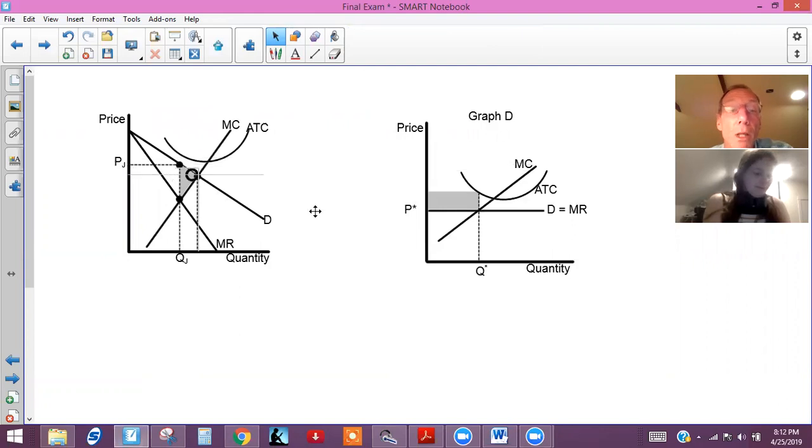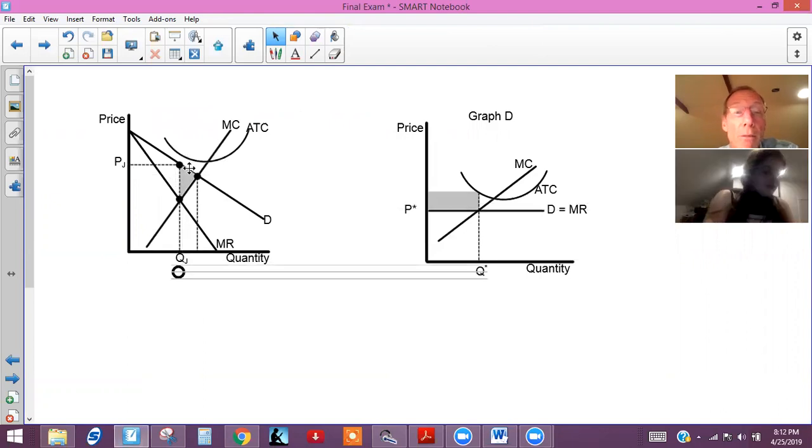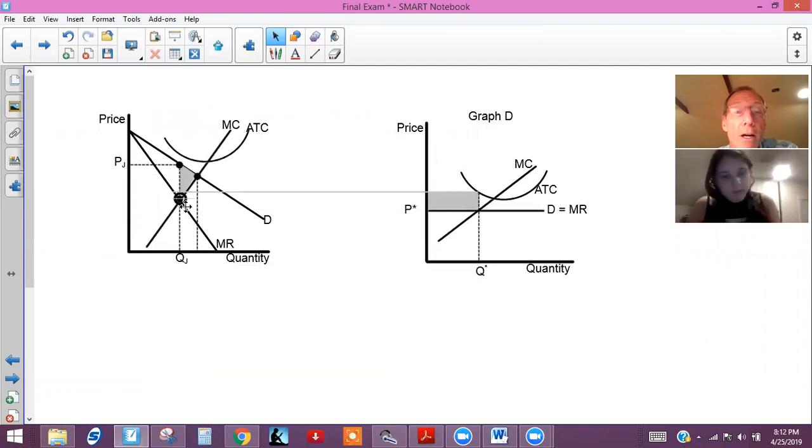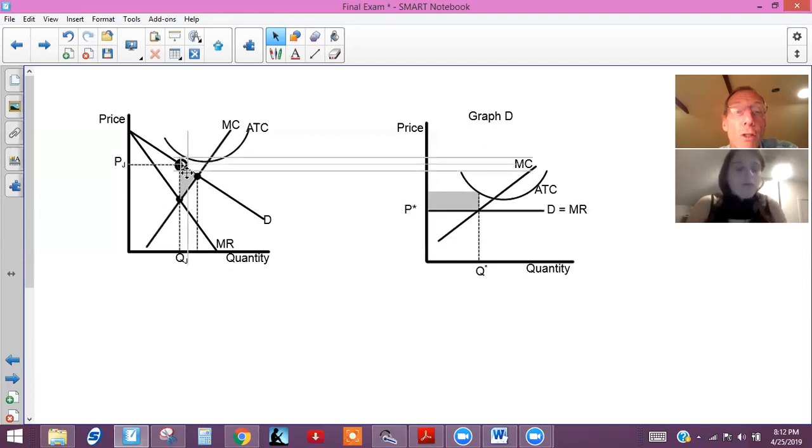Now, how do we determine profit maximizing output and price, right? The key here, and I've said this over and over again, is where marginal cost equals marginal revenue. That's where we're going to set the profit maximizing quantity or output. And then we move up from that point to the demand curve, which is always going to be above.